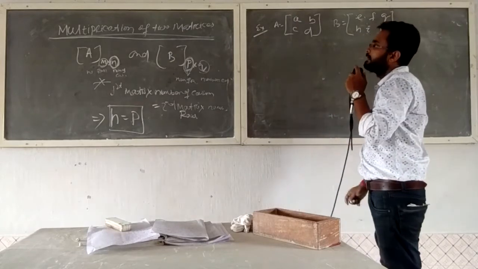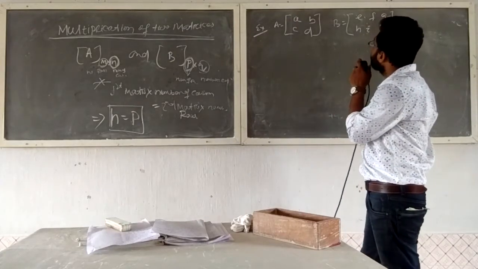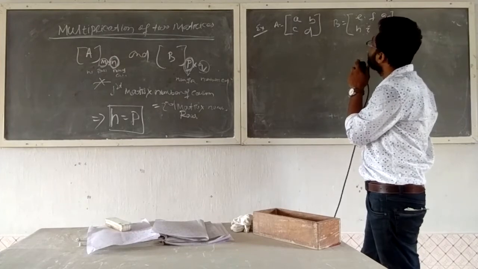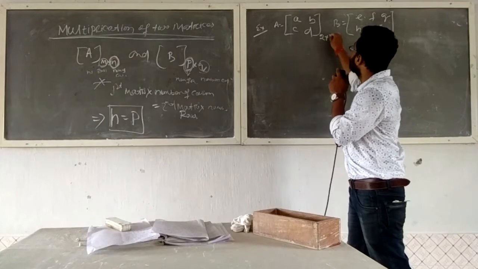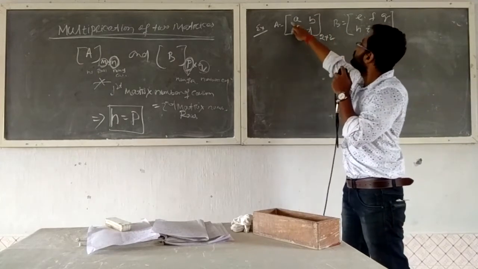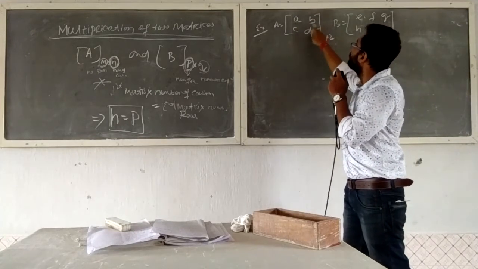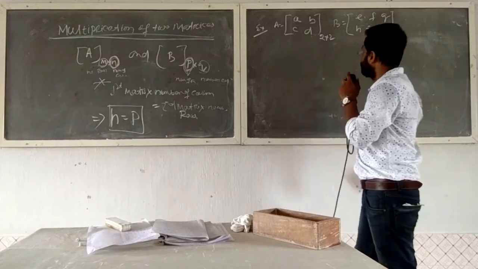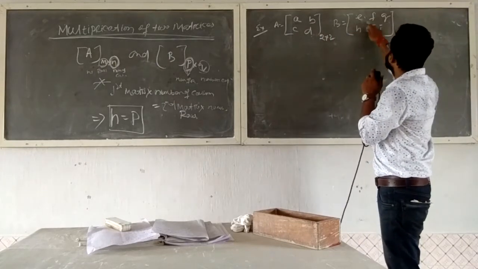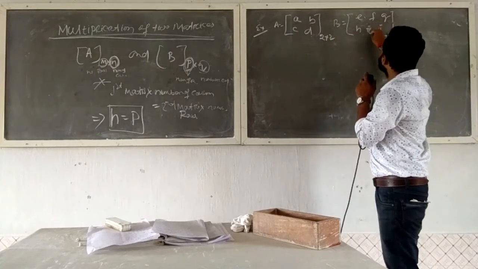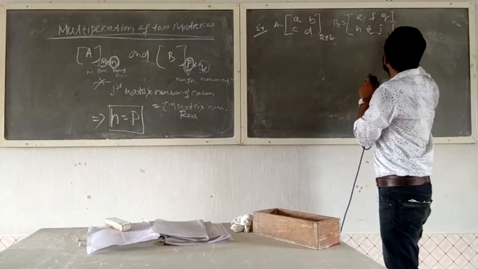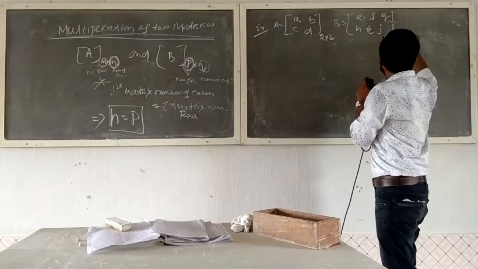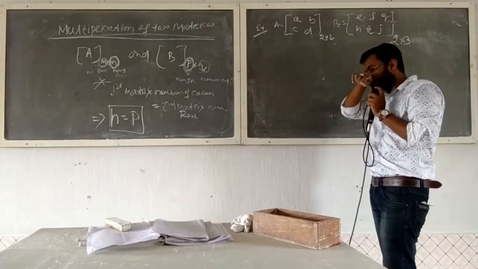First we have to check what is the order of the A matrix and what is the order of the B matrix. The A matrix is of order 2 by 2, due to the condition that the matrix contains 2 rows and 2 columns. And the second B matrix contains 2 rows and 3 columns. So the order of the B matrix is 2 by 3.